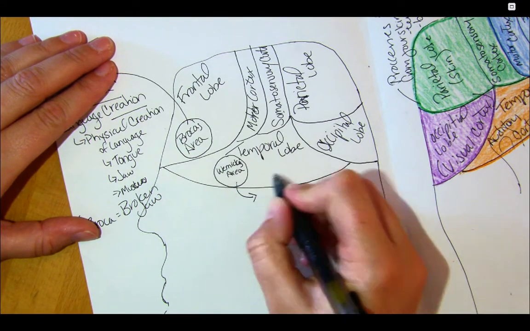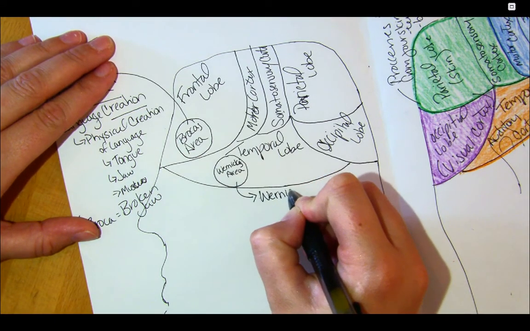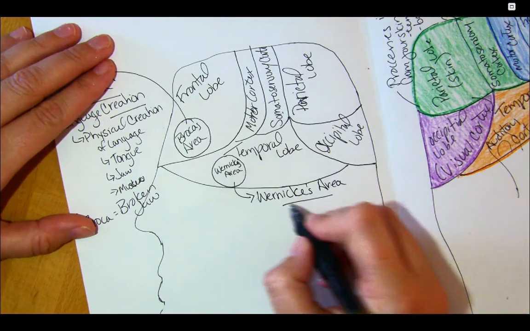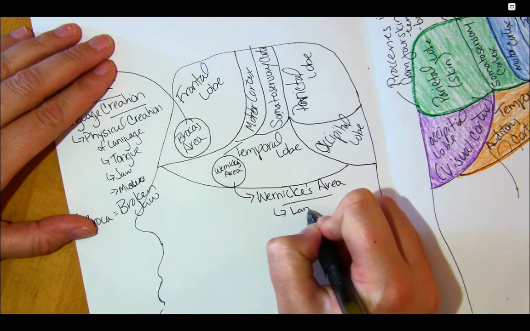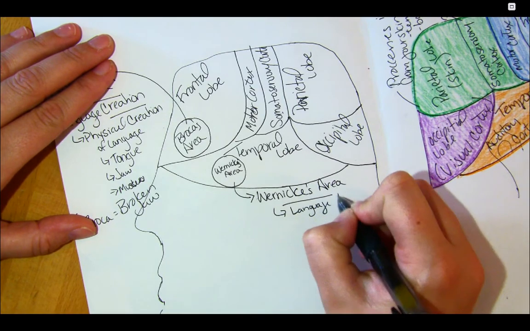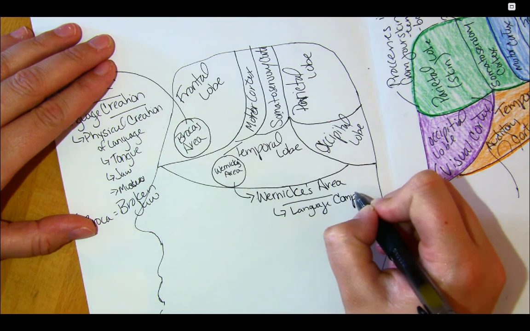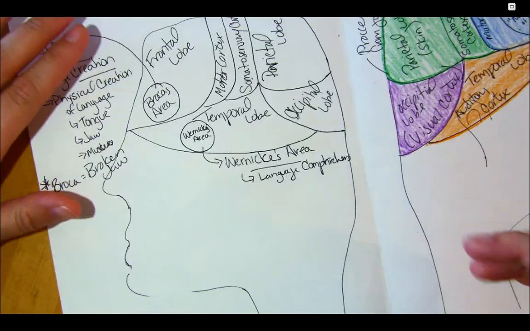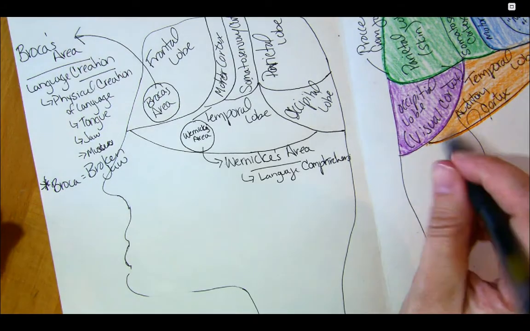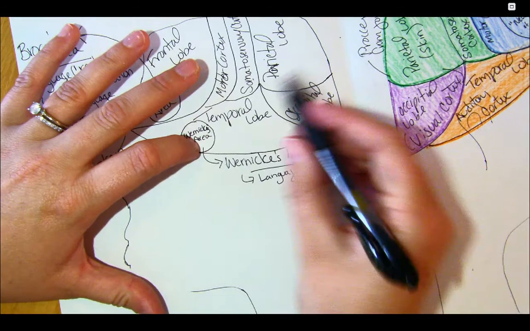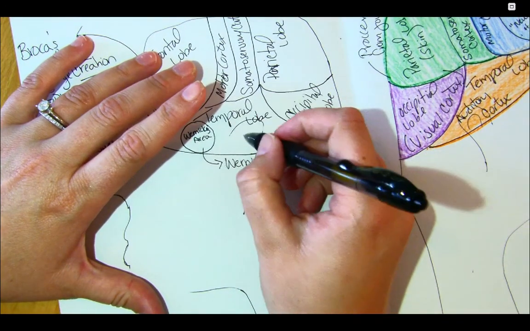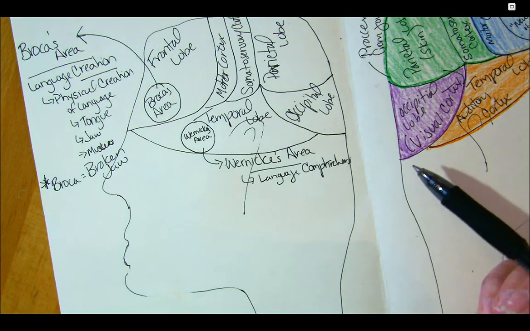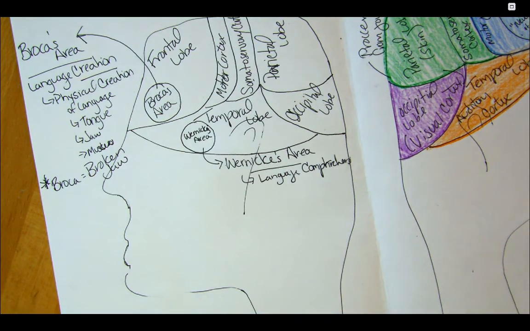Now, Wernicke's area deals with language comprehension. Anyway, so Wernicke's is dealing with language comprehension. It's in your temporal lobe, which is where your ears would be. Okay, so it makes sense that right where we're processing sounds is where we're processing language as well.